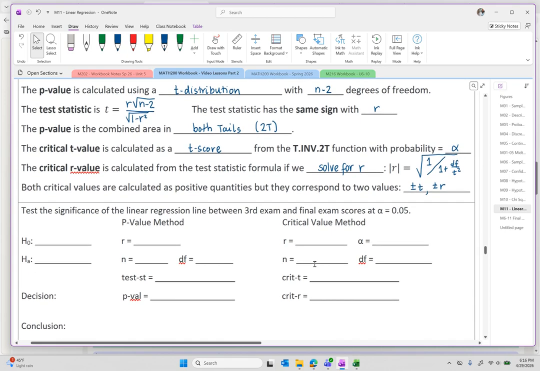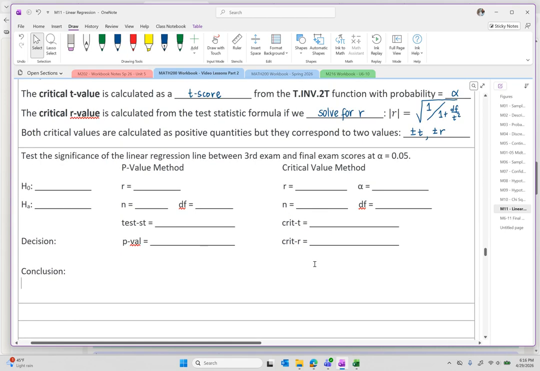We want to conduct some significance test for the linear regression line between two variables. The first example we are going to look at is the usual example we have been working with for the introduction to the linear regression, and that is the relationship between the third exam score and the final exam score. And we want to do a test at the 5% significance level.